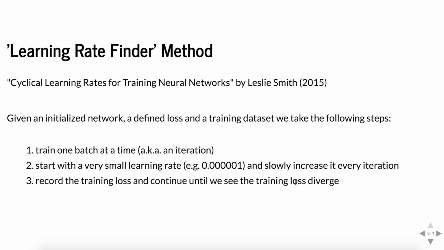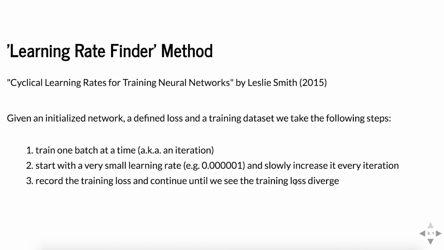Secondly, we want to start with a very small learning rate and slowly increase it every single iteration. So the learning rate is always on the move. We don't fix the learning rate to a certain value. And the third point is that we want to be recording the training loss at every iteration. So we want to record the learning rate at every iteration and then the loss that it gave us while doing the forward and the backward pass.